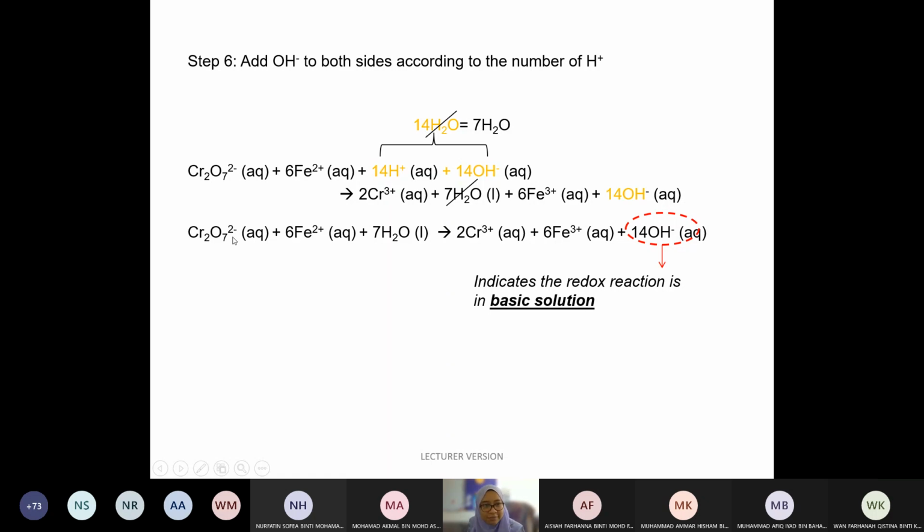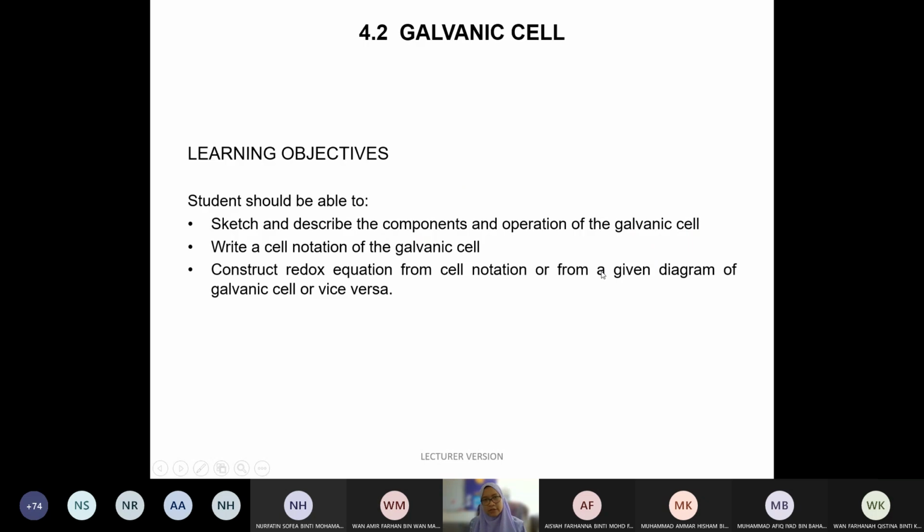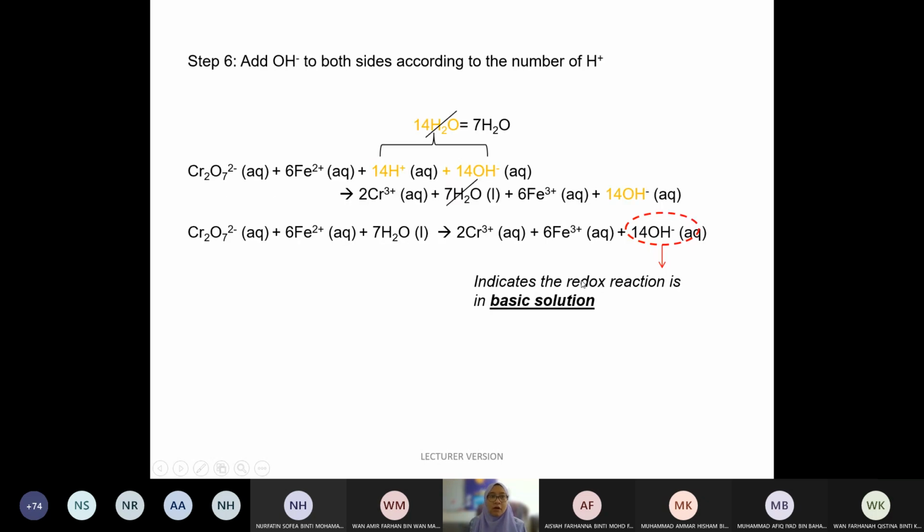Did you get the same answer? Check one by one, don't miss any charge or coefficient. Were you successful? Good, congratulations. Did you get exactly the same, even the arrow should be the same, okay? The arrow too. The order doesn't matter, whether this one goes first or last, doesn't matter, as long as the species present on reactant side and product side are the same as your answer. Okay, so that is all for balancing the redox reaction.